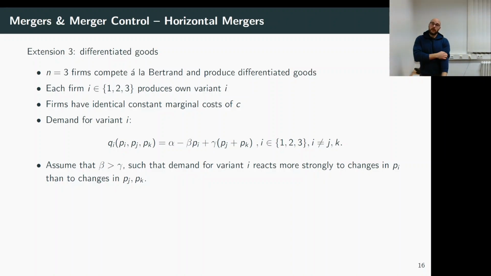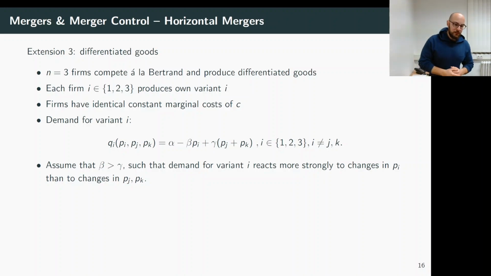And the last extension that we look at is differentiated goods, right? That is extremely realistic, because in most situations we don't have homogeneous goods. In many instances, it makes sense to look at differentiated goods rather than homogeneous goods, right? For instance, if you look at the smartphone industry or chip industry or whatever, the products of a given firm are not the same as the products other firms produce, or there are inherent differences in the products that we look at, right?